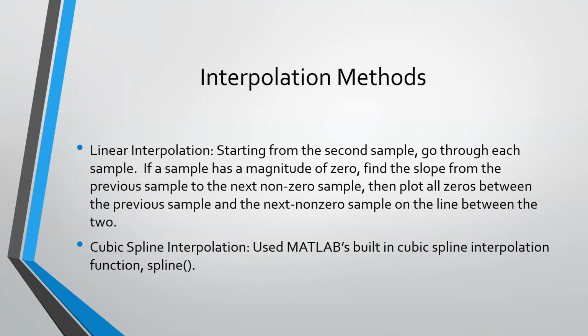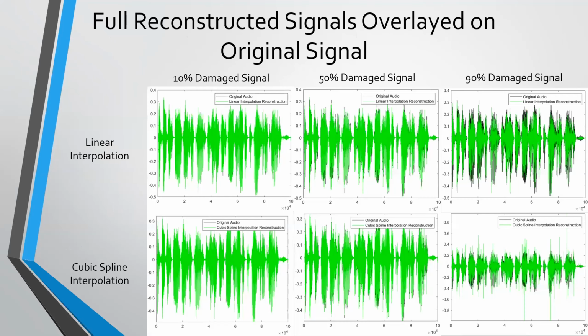In order to attempt to reconstruct the original signal from the damaged signals, 2 interpolation methods were used. The first is linear interpolation, where I searched for zero samples, then calculated the slope between the previous sample and the next non-zero sample to create a slope-intercept form equation used to replace the zeros between these 2 points. The second method is cubic spline interpolation, for which I used MATLAB's built-in cubic spline interpolation function, spline.